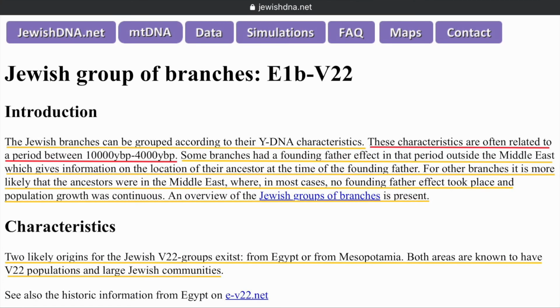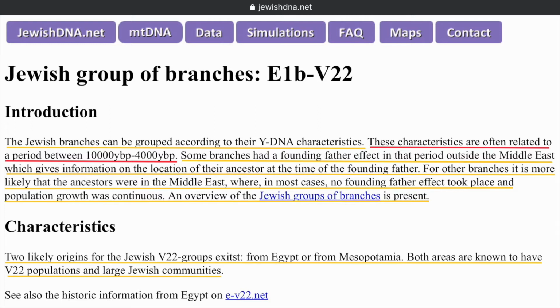According to the website titled JewishDNA.net, Jewish group of branches E1b-V22, it reads, the Jewish branches can be grouped according to their Y DNA characteristics. These characteristics are often related to a period between 10,000 YBP through 4,000 YBP. Some branches had a founding father effect in the period outside the Middle East, which gives information on the location of their ancestor at the time of the founding father.